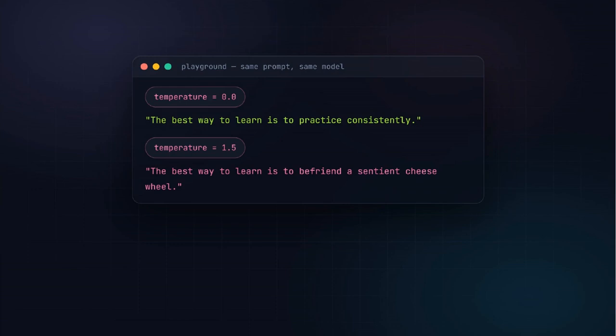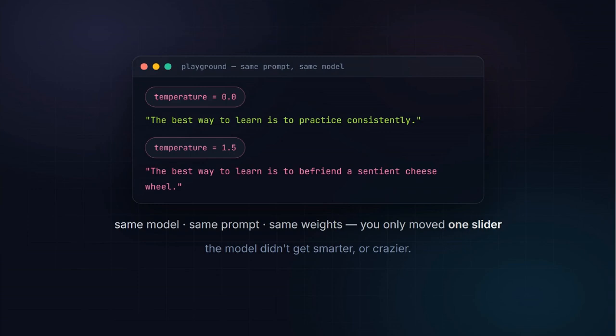Now slide temperature up to 1.5. Same prompt. The best way to learn is to befriend a sentient cheese wheel. Wild. Same model, same prompt, the same frozen weights. You only moved one slider. The model didn't get smarter, and it didn't get crazier. One math function is doing all of this, Softmax, and its temperature knob.